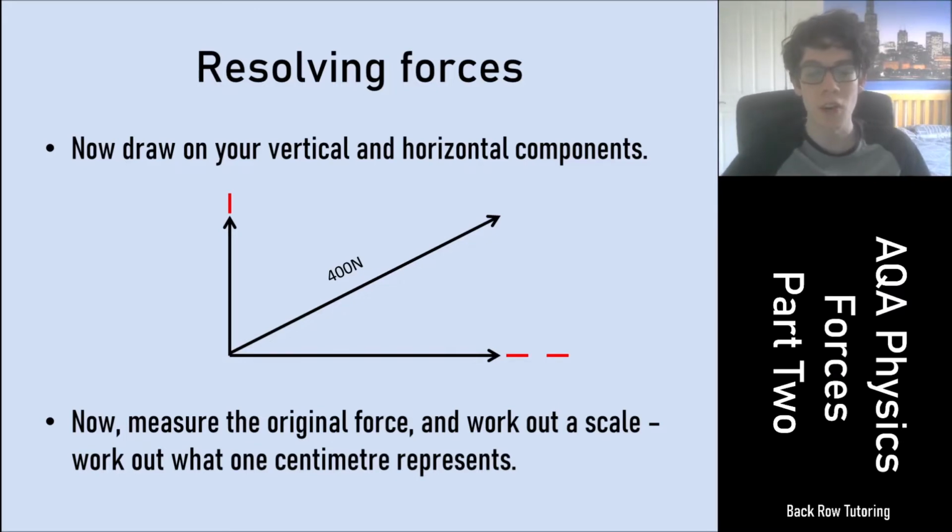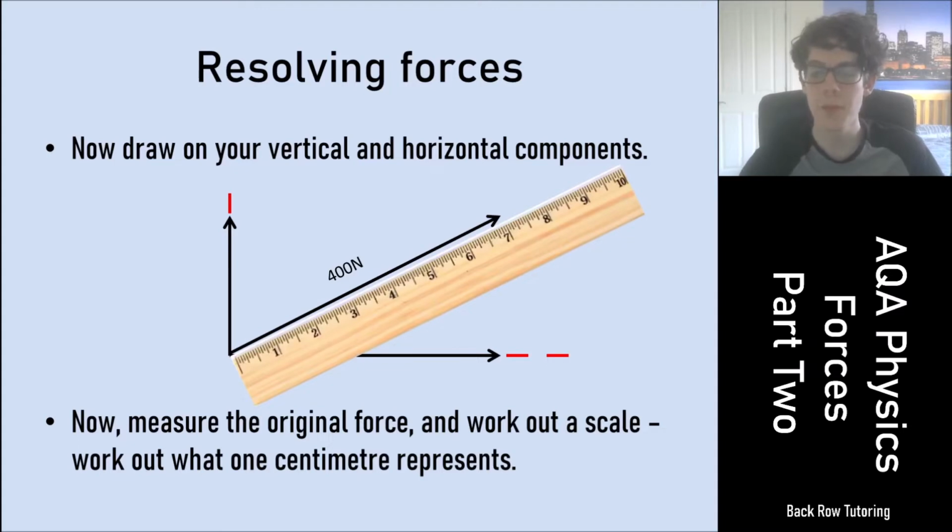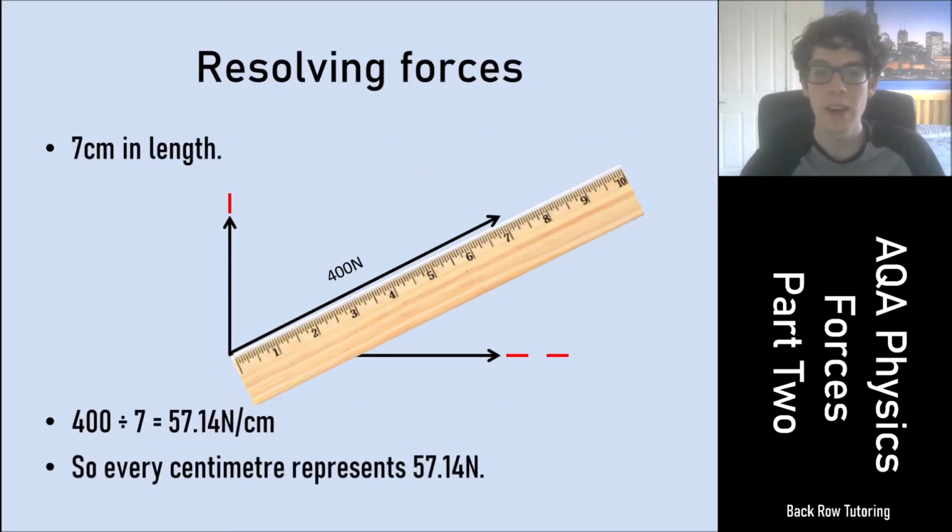Now measure the original force and work out a scale. Work out what 1 centimetre represents. So, if we take a ruler and measure this 400 newton force, we can see that it's 7 centimetres. 400 newtons divided by 7 represents 57.14 newtons per centimetre. So that means every centimetre represents 57.14 newtons. We now need to make a note of this and remember it for later.